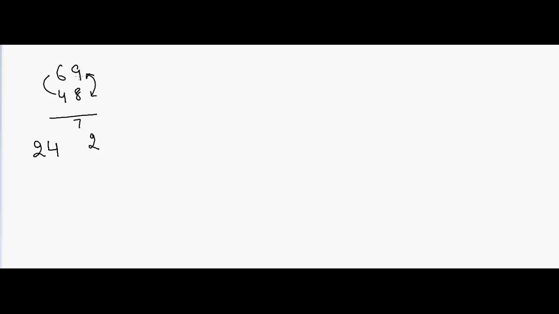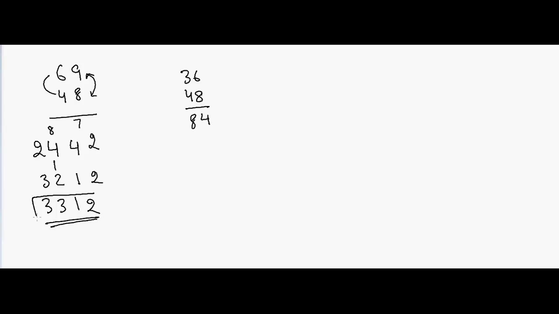4 into 9 is 36. So 36, and 6 into 8 is 48. 36 plus 48 is 84, plus the carryover 7, that's 91. So the answer is 1 here and 9 carried. Sorry, so 4 plus 24 is 28, and so on, and the digits combine, and then it will give us 3312. So that will be our answer.